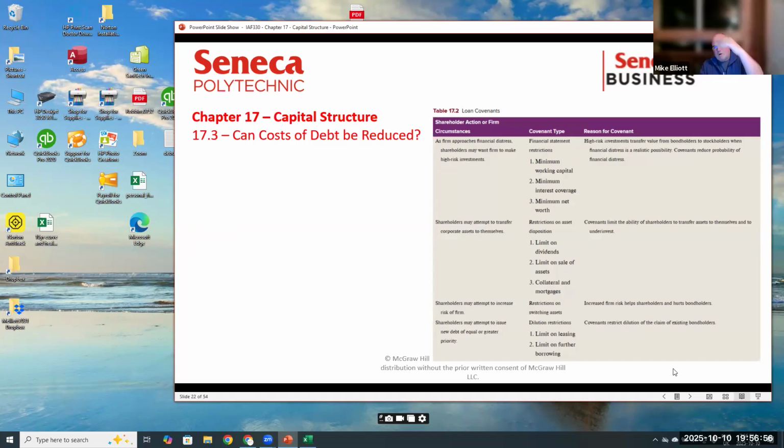And in fact, if you look at the chart on the right, as firms approach financial distress, what do we have? We have financial statement restrictions, minimum working capital, interest coverage, and net worth. We have shareholders maybe trying to transfer some of the corporate wealth to themselves before anything happens. So we're going to limit dividends. We're going to limit the sale of assets. We talk about collateral and mortgages and stuff like that. We'll talk about shareholders attempting to increase risk in the firm. Once again, we're saying restrictions on what you can switch. You can't use that. You can't pledge this, etc.